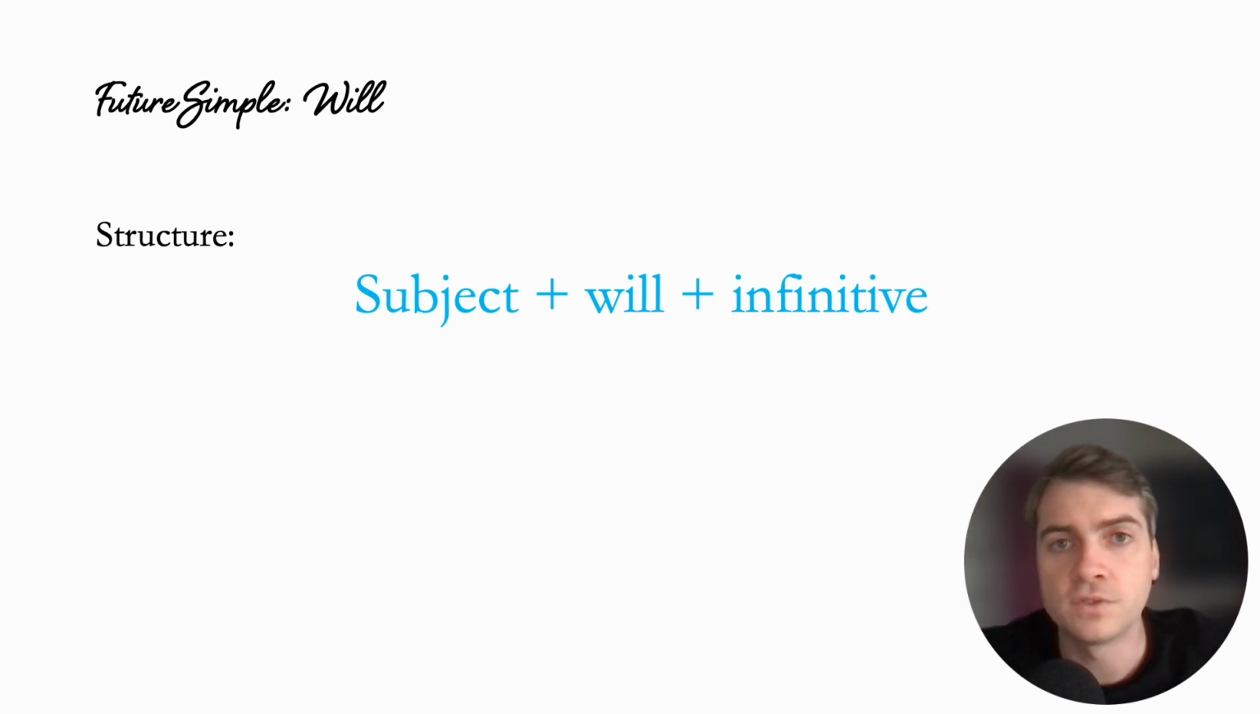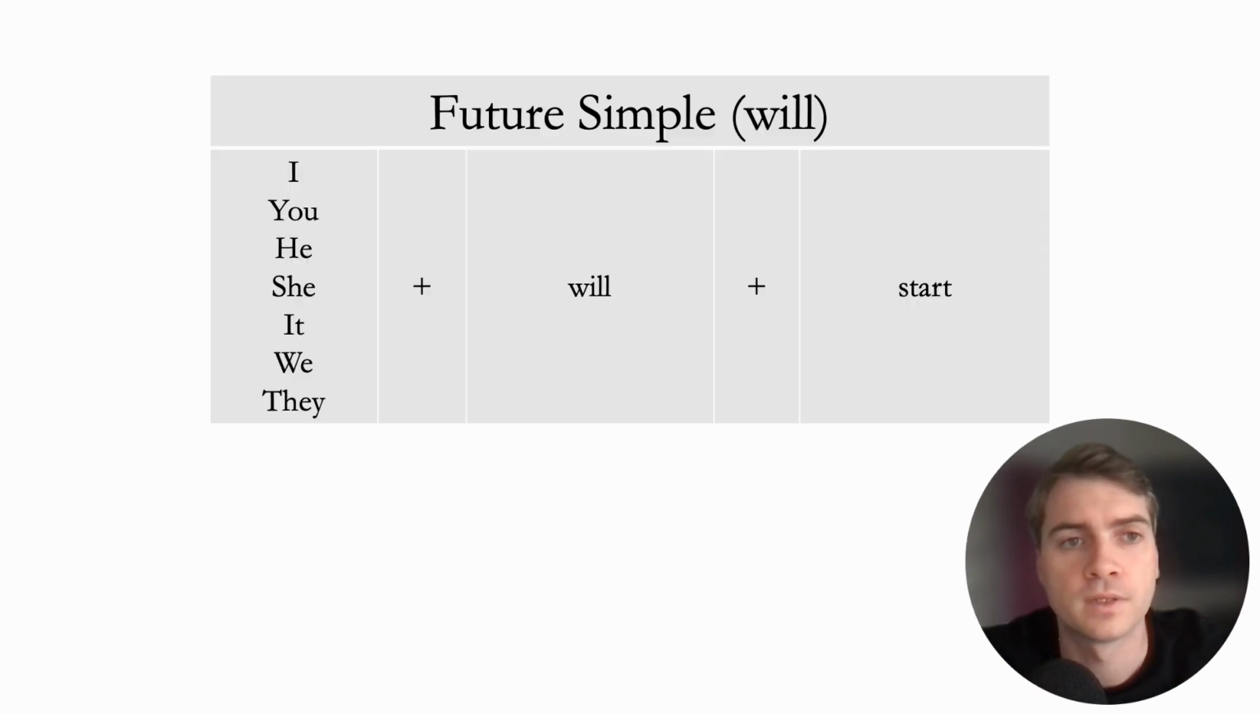The structure for using will is just taking the subject of the sentence and then adding will and then the infinitive form of the verb without to. Okay, so you see subject plus will plus infinitive without to. For example, I will start, you will start, he, she, it will start, and we or they will start. This is one of the easiest verb tenses in English to conjugate because the verb stays the same no matter which subject you have.